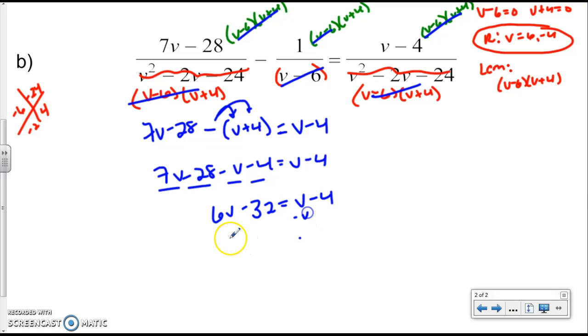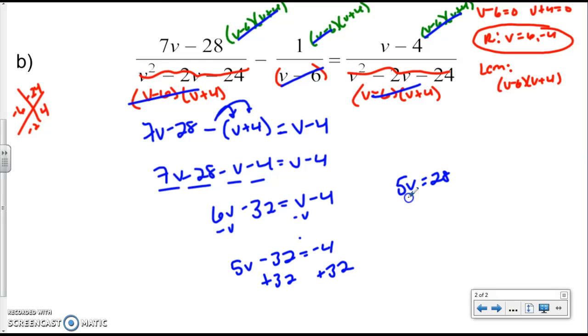I'm going to do minus v on both sides, so I get 5v minus 32 equals negative 4. Add 32 to both sides to get 5v equals 28, and then divide by 5. And that would be your final answer.